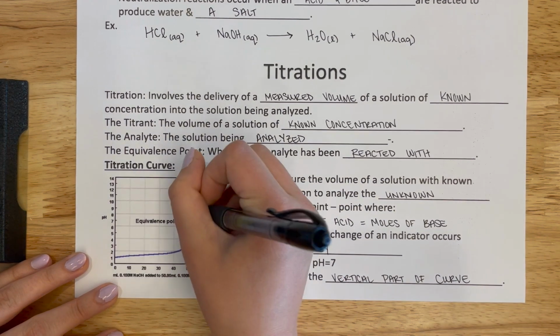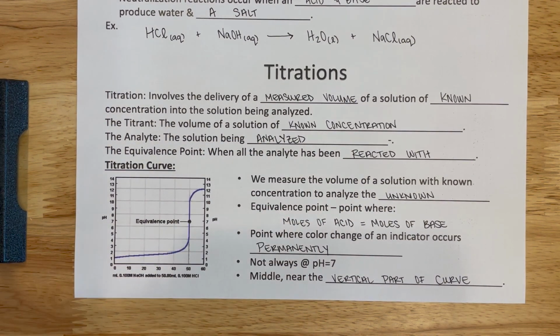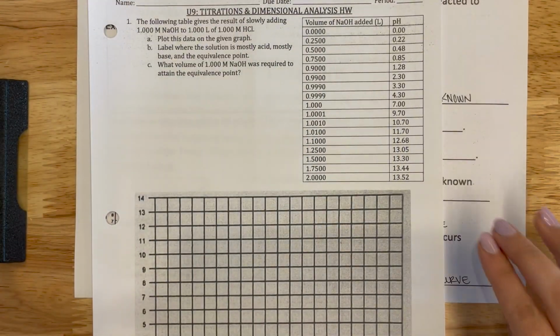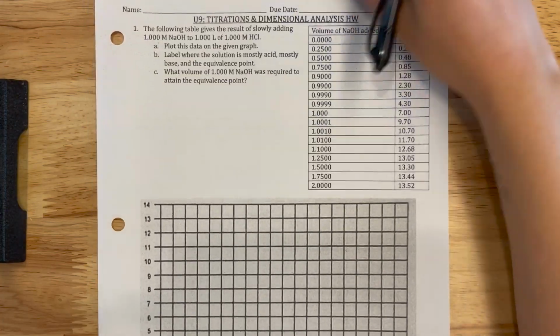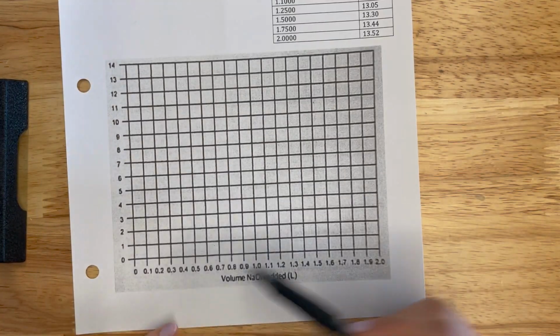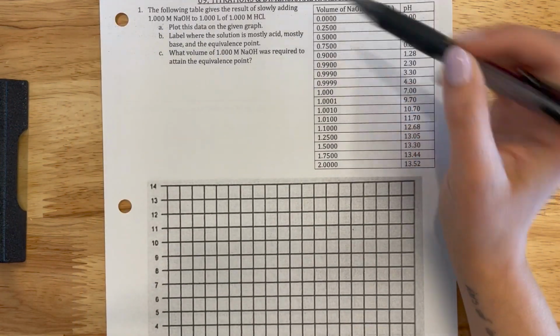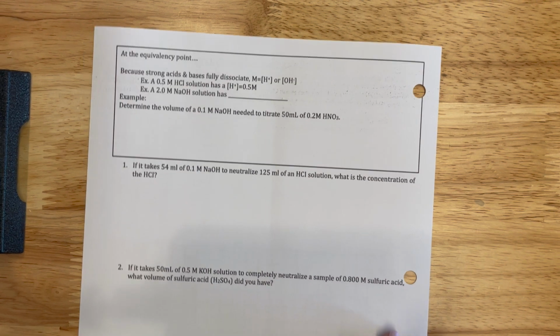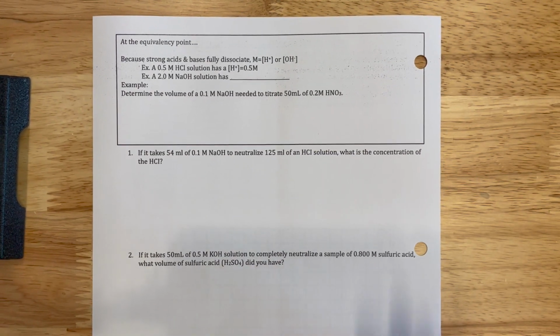Right, so wherever you get this up and down portion, the middle of that is going to be your equivalence point. Okay, so hopefully you also made sure to grab this titration and dimensional analysis homework. On the front, you're going to be plotting some points in order to make your own titration curve, and then you're going to answer a couple questions about it.